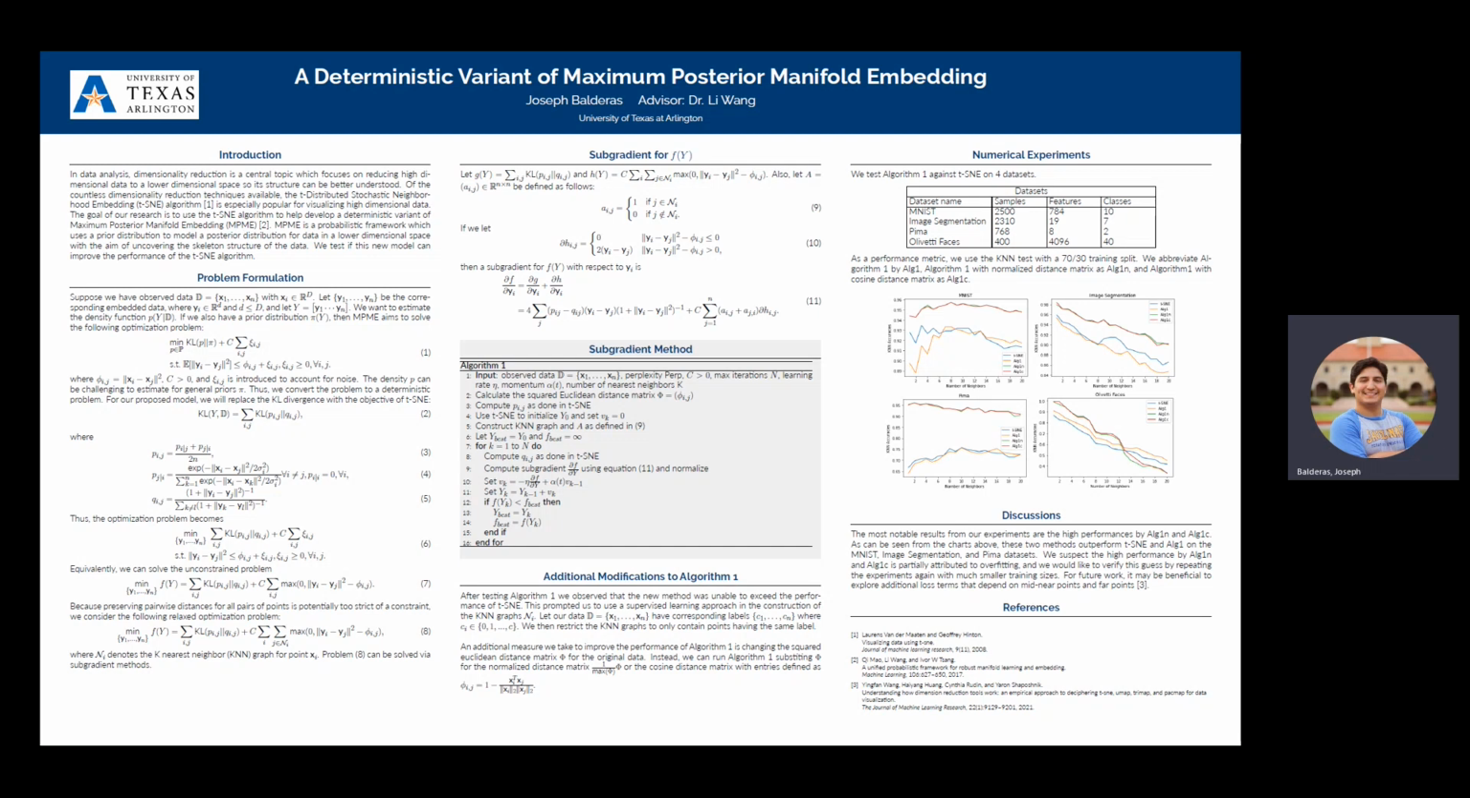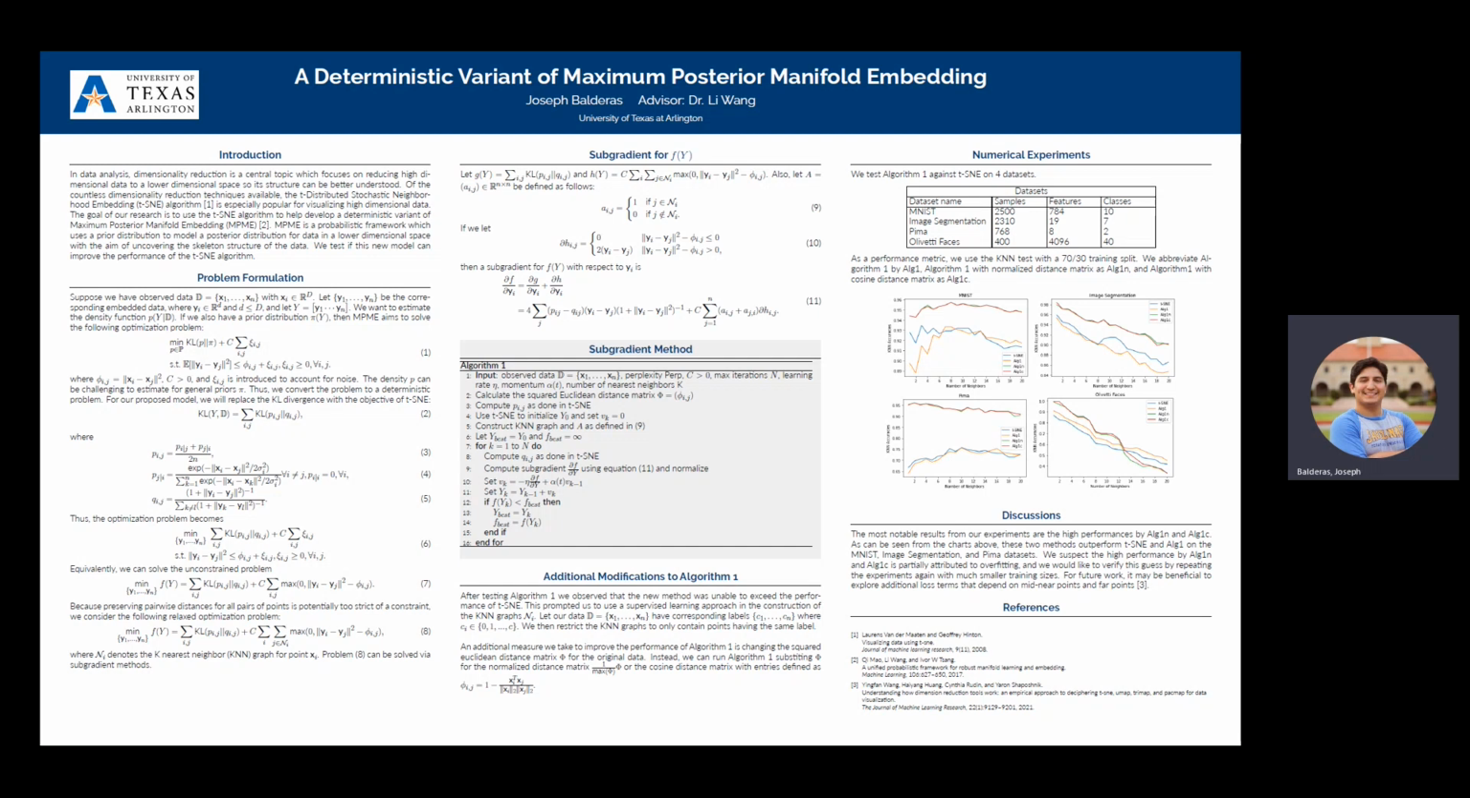And the subgradient of that objective function is given in equation 11. So now we can go through the subgradient method outlined in algorithm 1. So we have observed data D and all of our parameters. We want to calculate the distance matrix, compute the P sub ij's as done in t-SNE, and we want to use t-SNE to initialize our embedded data. Then we want to construct the K-NN graph and A as defined in equation 9. So for k equals 1 to n, we're going to perform subgradient descent.